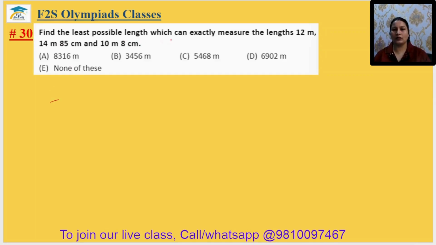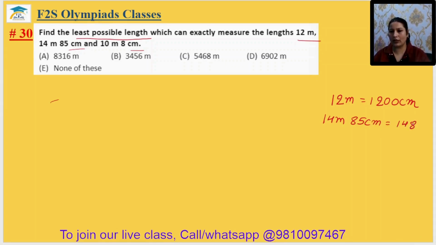Find the least possible length which can exactly measure the lengths 12 meter, 14 meter 85 centimeter and 10 meter 8 centimeter. So we have to find the least possible length. The least possible length will be the LCM. So step 1, first we will convert the numbers in same unit. So 12 meter equal to 1200 centimeter. Now 14 meter 85 centimeter equal to 1485 centimeter, and 10 meter 8 centimeter equal to 1008 centimeter.